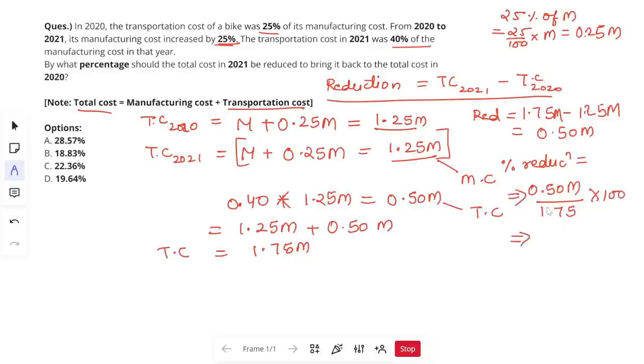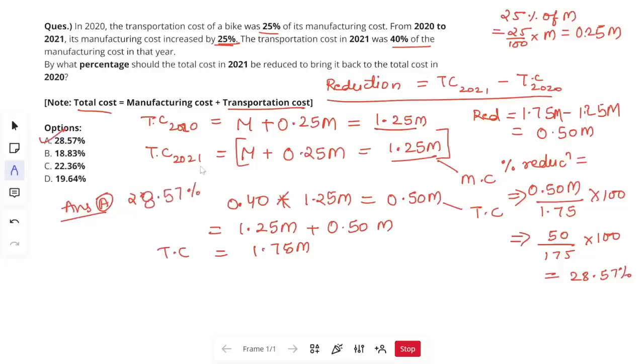So you can solve it further. It is going to be 50 upon 175 into 100, and then finally you are going to get 28.57% as the answer to this question. The correct answer is going to be option number A, which is 28.57%. Hope you have understood it.